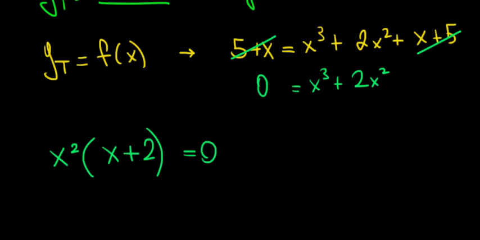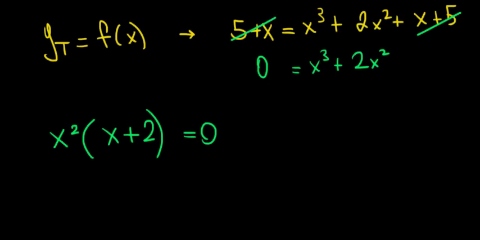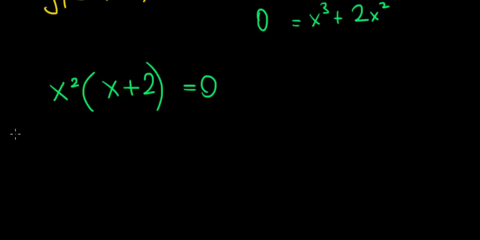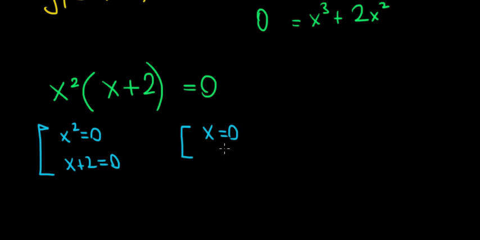When can a product equal 0? Either the first term is 0 or the second term is 0. So it's either x squared equals 0 or x plus 2 equals 0. Which means that either x is 0 or x equals minus 2. So at these 2 points on our graph, the tangent line will touch our function. And that's it. We are done.